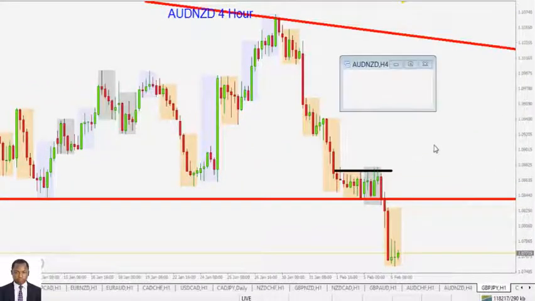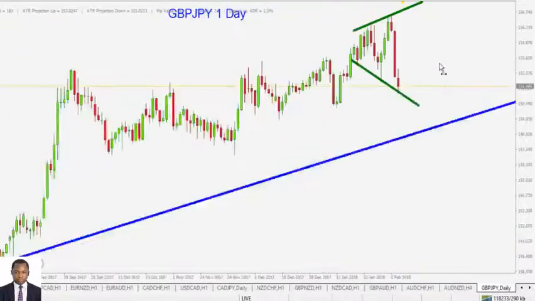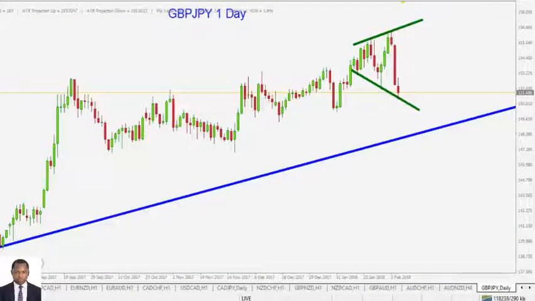Sterling pounds against the Japanese yen. The sterling pound is quite weak, but we are looking to go long somewhere around in here for the sterling pound against the Japanese yen any moment soon. In fact, let's see.